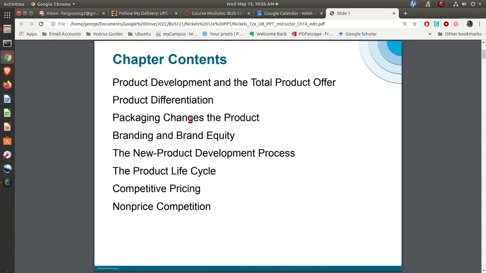What does that really mean? Packaging, branding, the development process, and the life cycle. And how do we price our products so that we can make a profit?